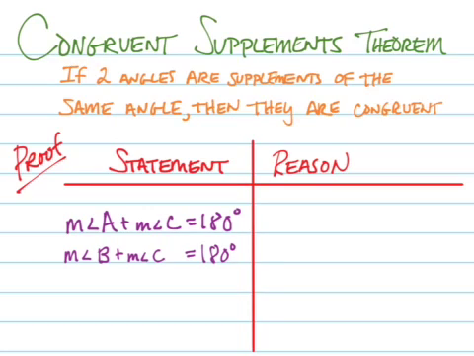Two angles are supplements of the same angle. Two angles, A and B, supplements of the same angle, angle C. So this is given. That's the hardest part of this proof. It's the first step, the setup. So if I start with that, I want to show that A and B are going to be congruent. If both of these are equal to the same thing, then they have to be equal to each other.